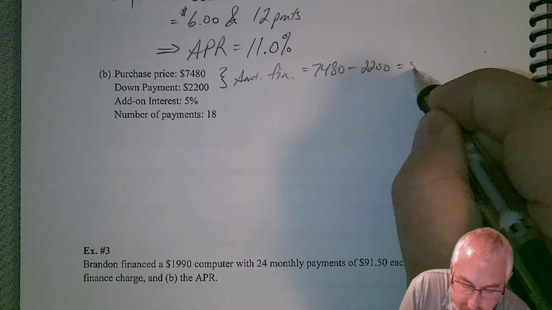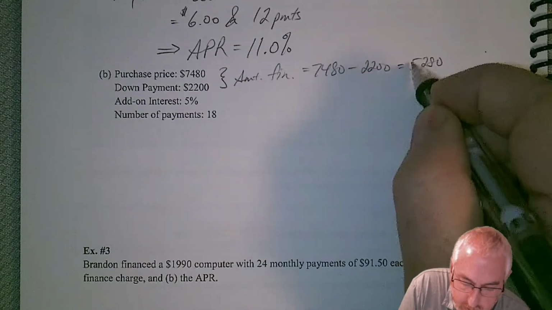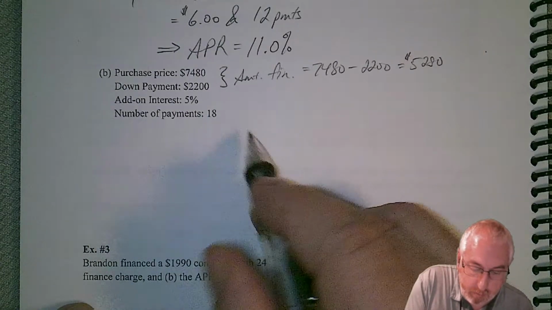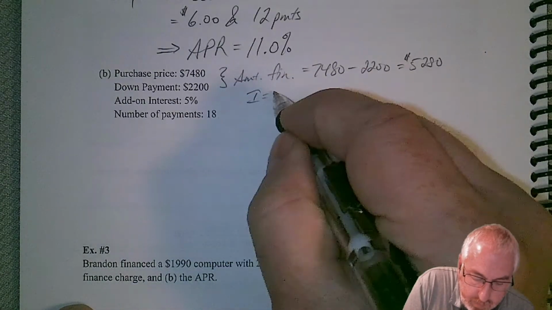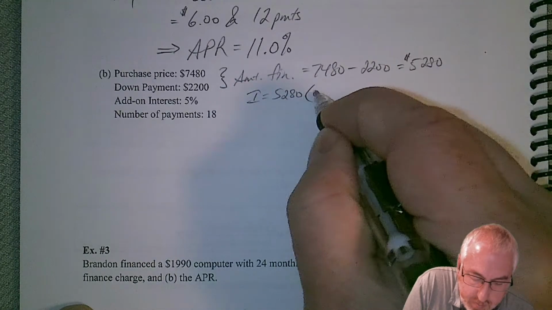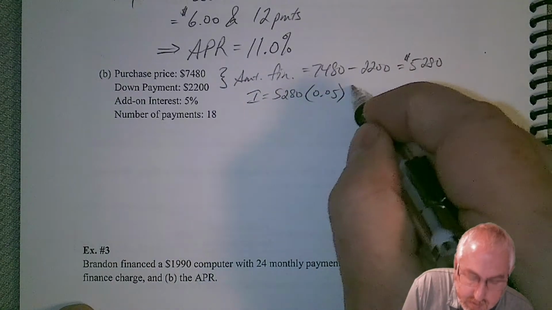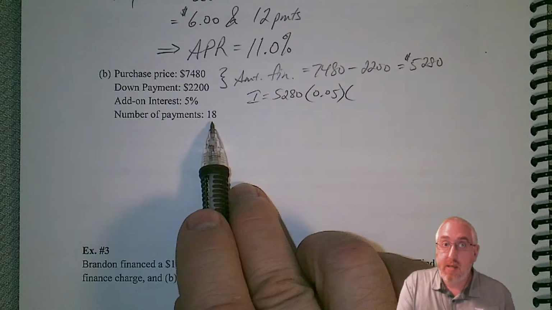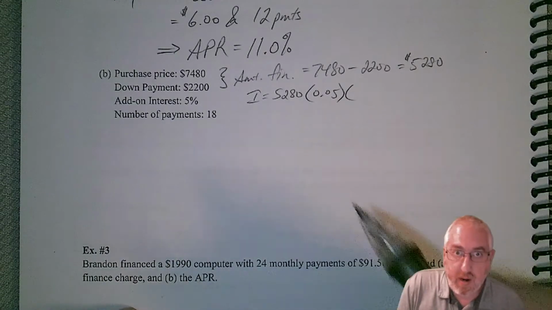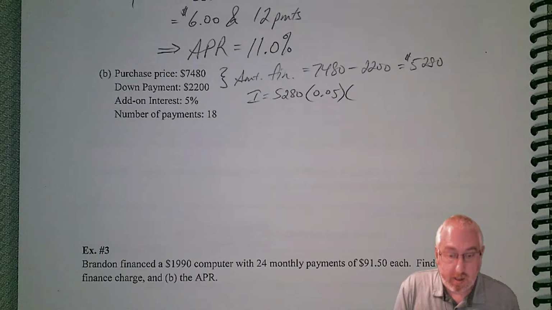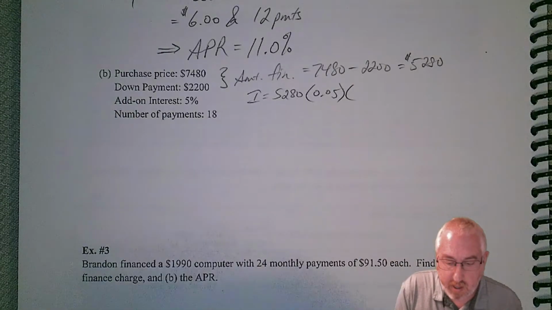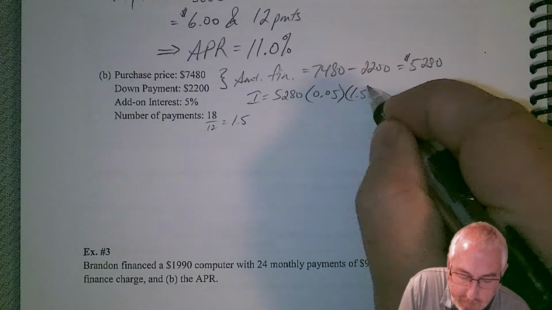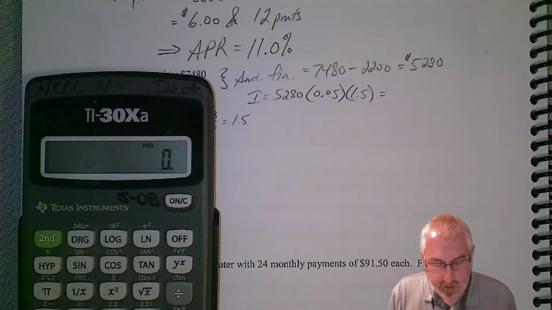Well, I'm guessing it's going to be 5280. 5280 looks good to me. All right, we got to get our interest. So 5280 times 0.05 times what? Well, our number of payments is 18. So remember, if you're not sure how to get it into years, remember this is monthly. So 12 months in a year. So let's just divide that by 12, which is 1.5. So times that by 1.5, and let's see what we get.